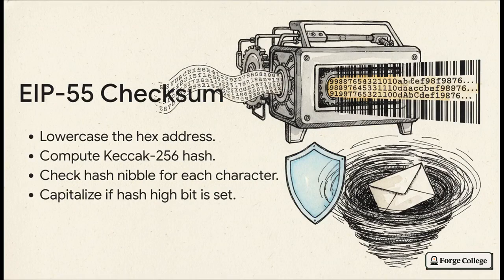The pure genius of the EIP55 checksum is that it isn't just random capitalization. It is a built-in barcode. Basically, the system hashes the lowercase address and uses the resulting bits to dictate exactly which letters to capitalize. Why does this matter? Well, if you manually type an address and miss even a single character, that capitalization pattern completely shatters. Your wallet recognizes the error instantly and stops you from sending your hard-earned ETH straight into a digital black hole. It's a lifesaver.